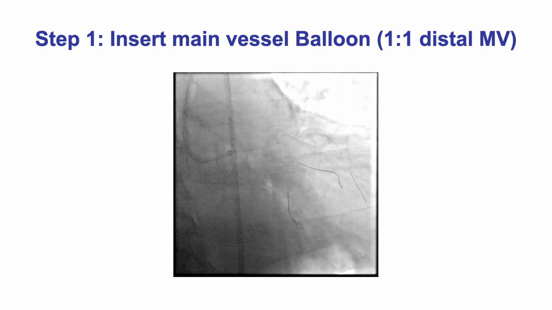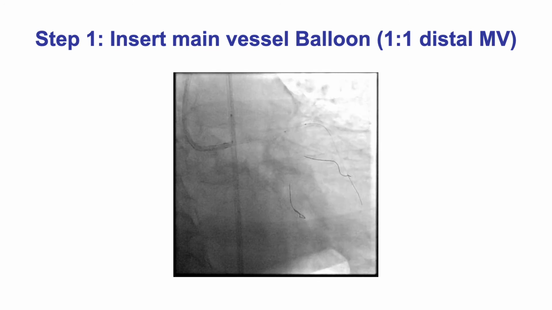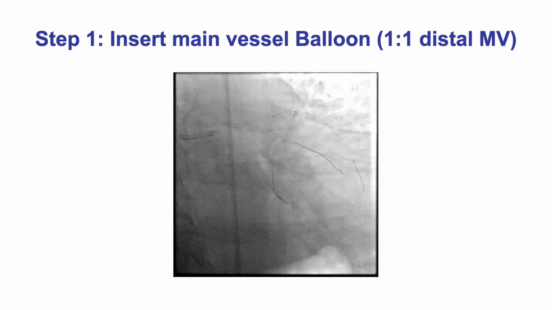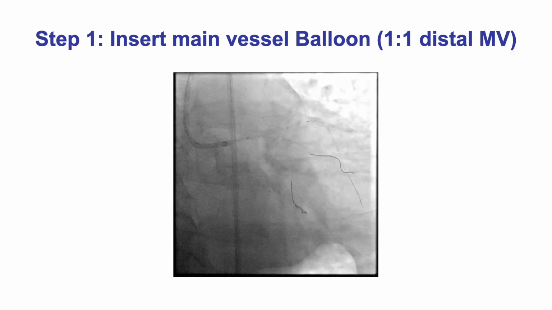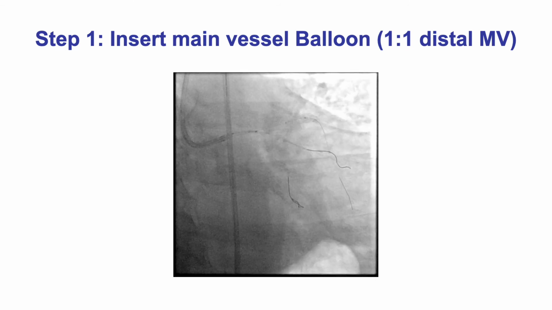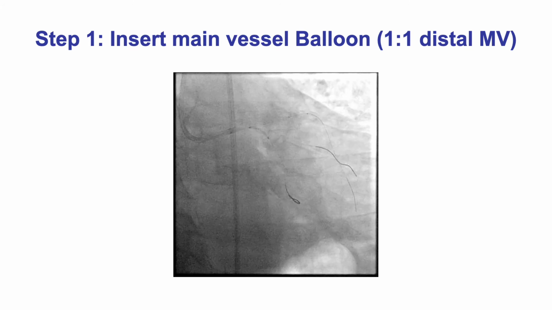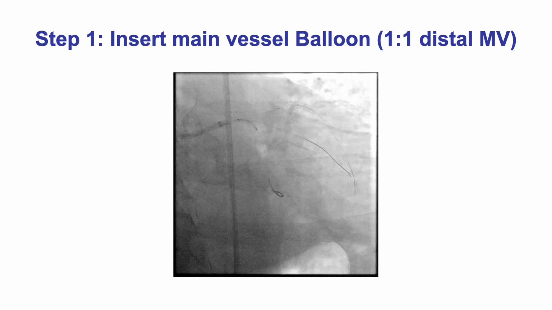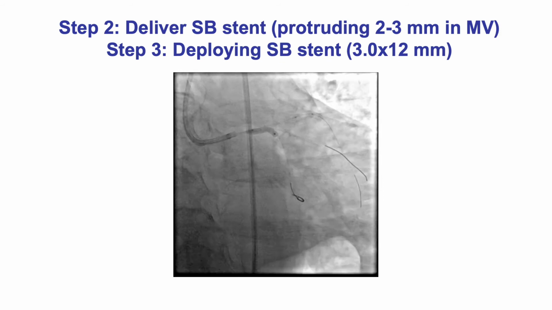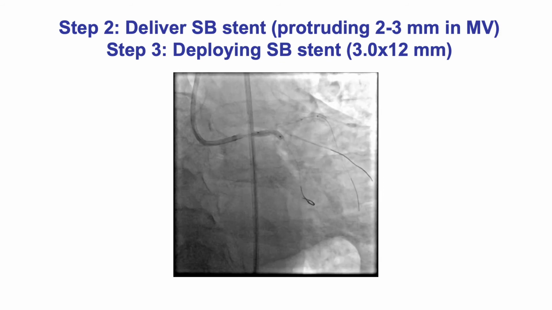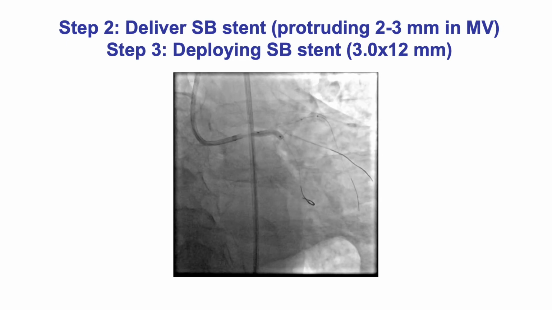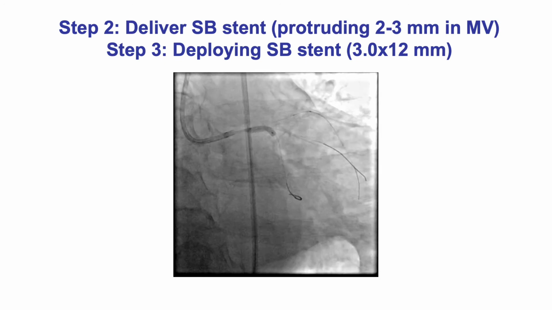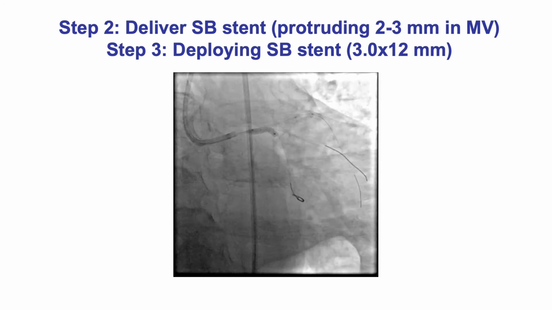So the first step after preparation is to insert the main vessel balloon, which should be sized according to the distal main vessel, which in this case will be the proximal LAD. It's very important to deliver the balloon first because it will be challenging to advance a balloon after deployment of the side branch stent. So delivering the main vessel balloon first, and then after delivering the side branch stent, we deploy it, and it must protrude at least 2 to 3 millimeters in the main vessel to make sure that we are not missing the ostium.